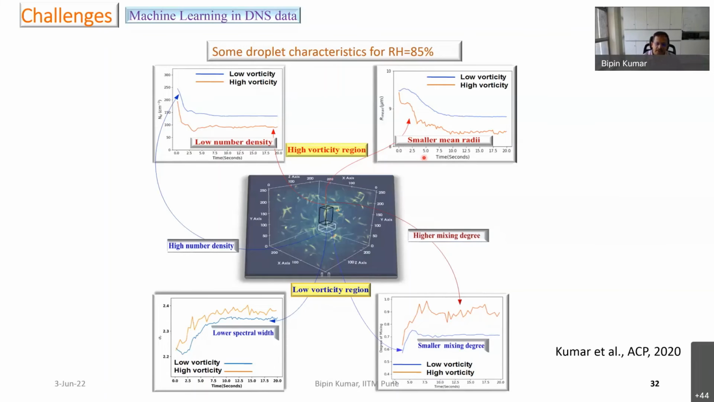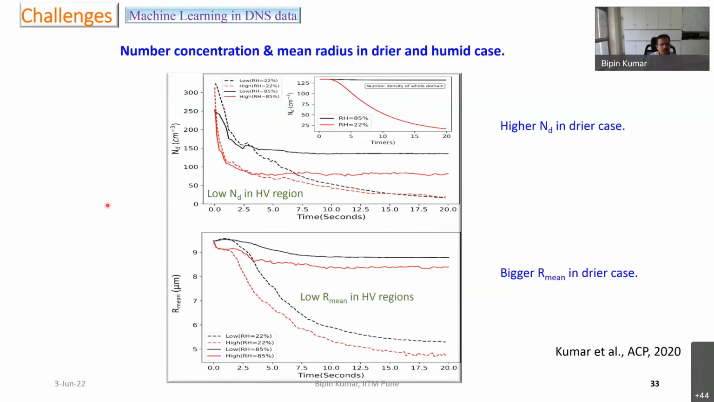Because there is a temperature difference and less supersaturation, they are not growing much compared to the other area. In this area they are growing much, but in the high vortex area they are not. So this study of what happens in the high vortex and low vortex regions matches what we expected in theory. This is also a very good study. We have already published it in Atmospheric Chemistry and Physics, in 2020. So this is all the conclusion from that machine learning approach.